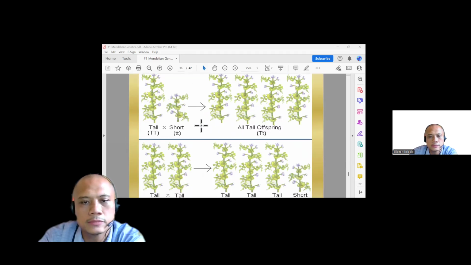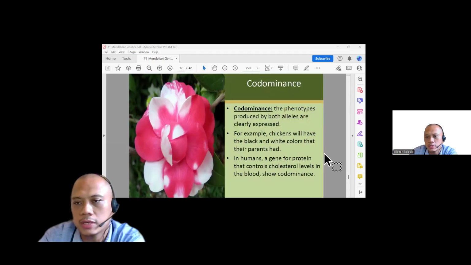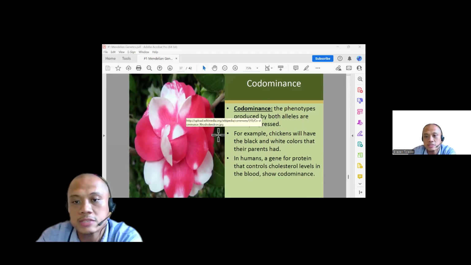Tall, short, all tall, of course, because tall is dominant. All tall. Why is this short now? We will go through this later on if we do. There is also a phenomenon called codominance. What does that mean? The phenotypes produced by both alleles are clearly expressed. Looking at the picture, there is red and there is white. This is not a pea plant, but a certain plant having two colors. That would mean that both of the traits, the red and the white, are actually dominant and are both expressed.